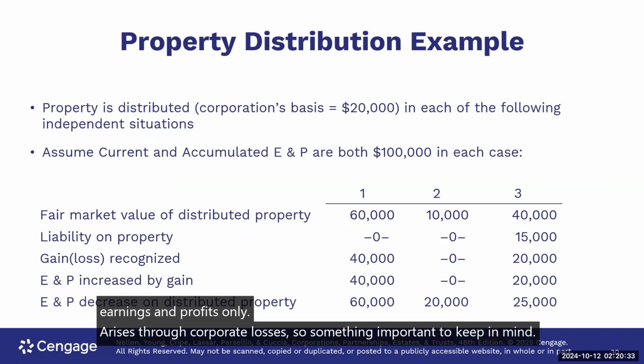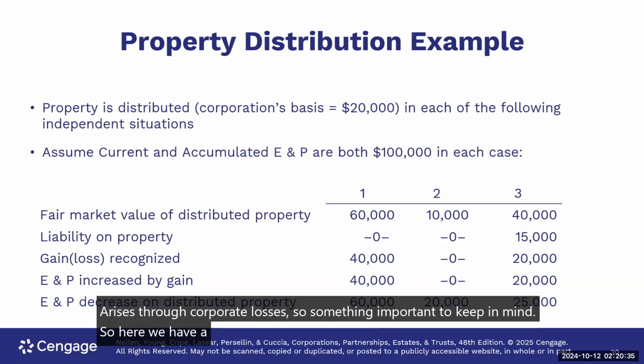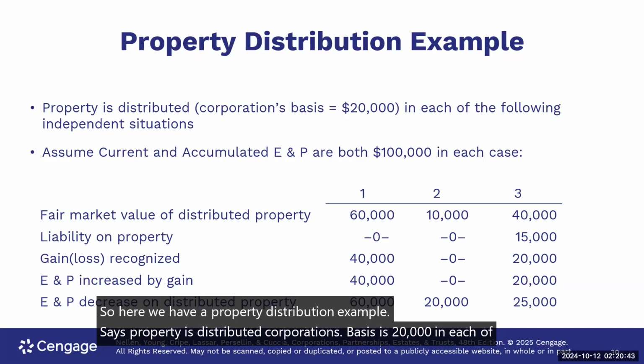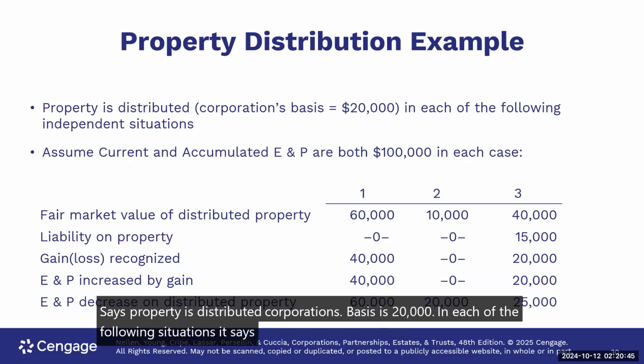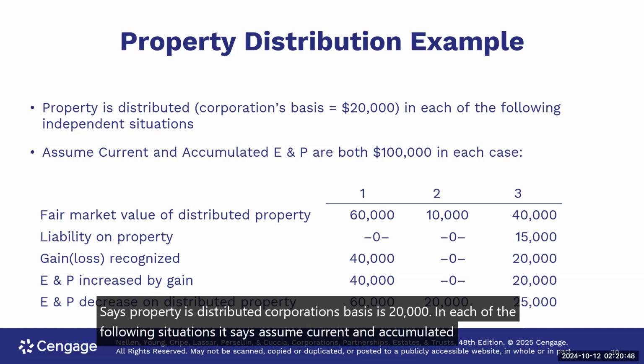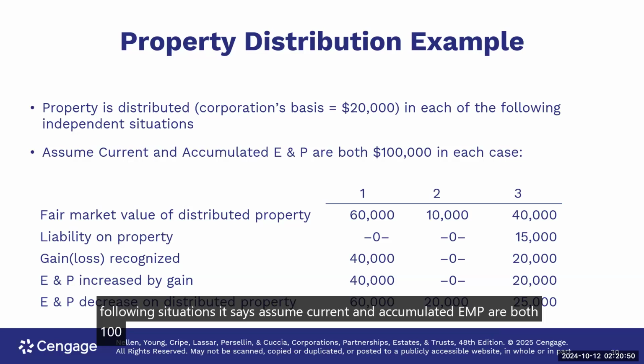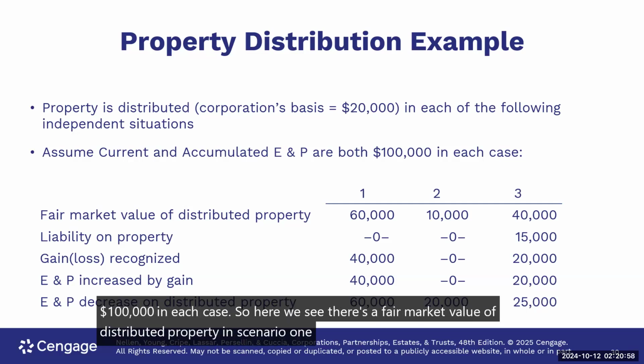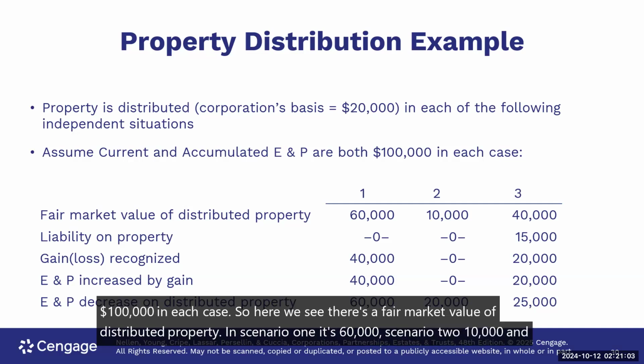So here we have a property distribution example. It says property is distributed, and the corporation's basis is $20,000 in each of the following situations. Assume current and accumulated E&P are both $100,000 in each case. So here we see the fair market value of distributed property: in scenario 1, it's $60,000; scenario 2, $10,000; and scenario 3, $40,000.